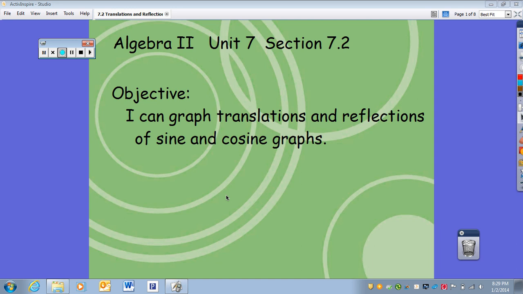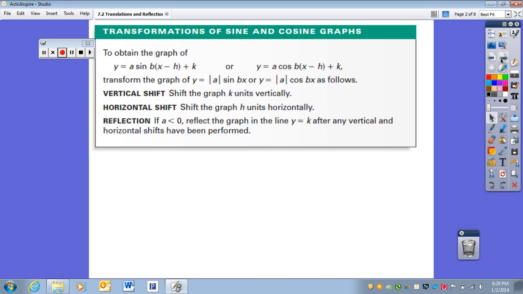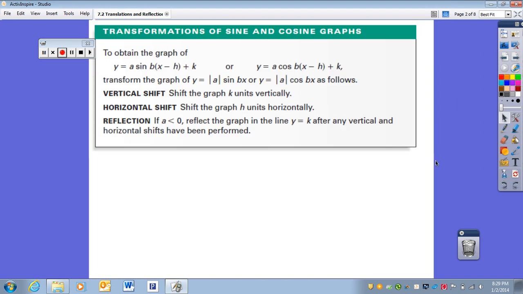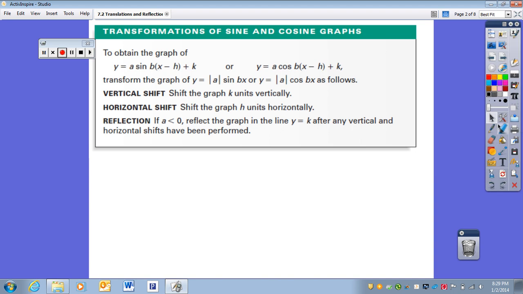In this lesson, we will be graphing translations and reflections of sine and cosine graphs. So we need to take a look at the information for doing our transformations. We have our basic function that we've talked about previously, and then we need to see what's going to happen to that.